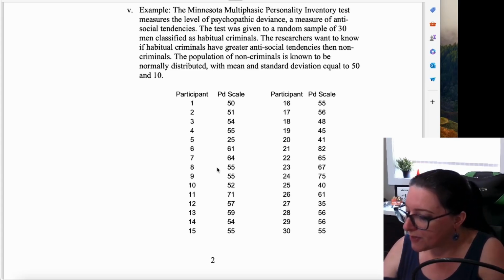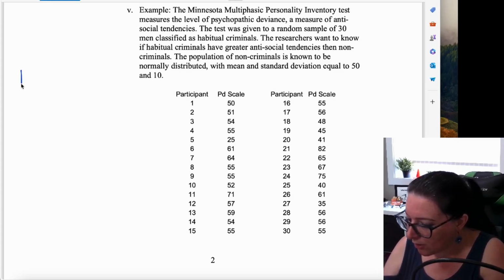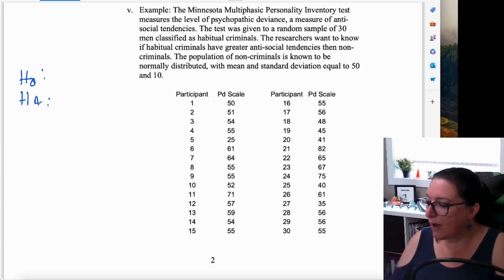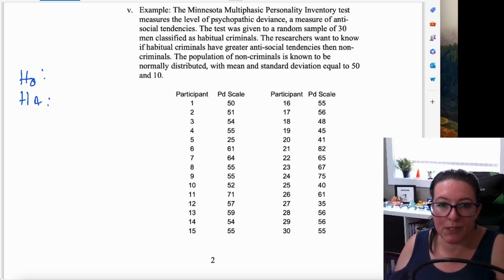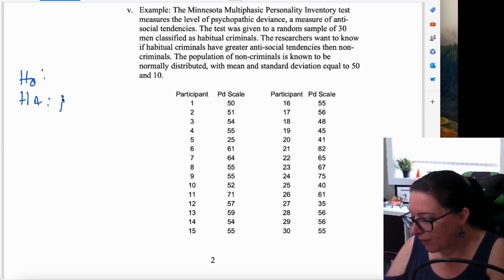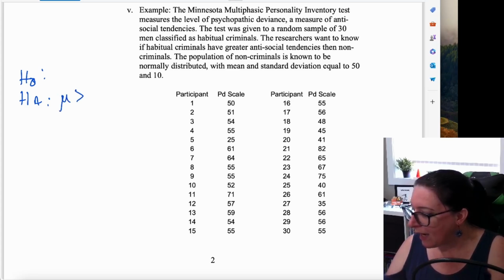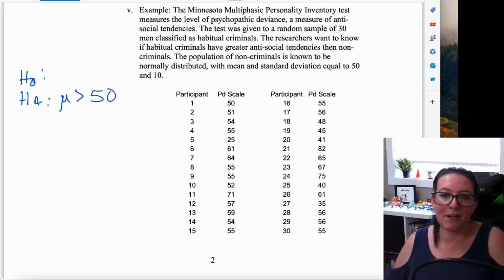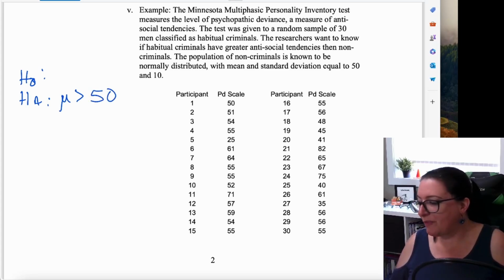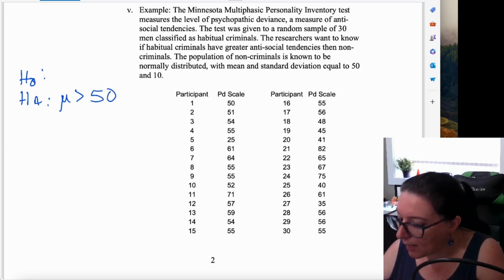Our first step is going to be to state our null and alternative hypothesis. Remember, the alternative hypothesis is what we care about, and the researchers want to know if habitual criminals have greater antisocial tendencies. So we think that mu is greater than, and here we have the mean for the non-criminals is 50. So we think that the average score is more than 50 for criminals, which means the null hypothesis is mu less than or equal to 50.